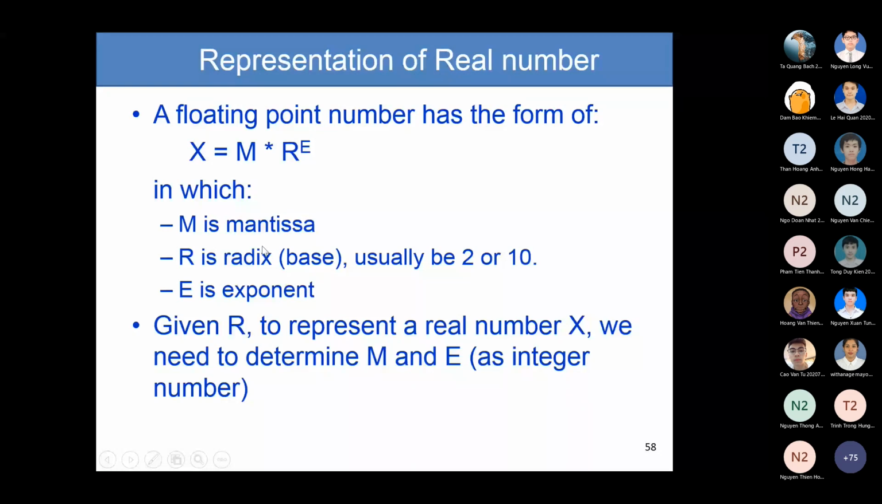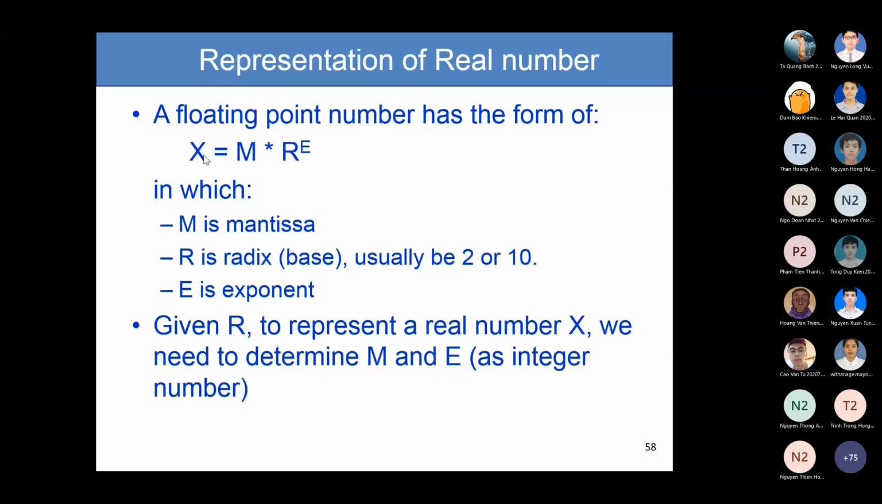Okay, and we know that even if x is a real number, it means it maybe has an integer part and a fraction part, right? But all the values mantissa m, radix or base r, and exponent e are integer numbers. So it means you can use integer numbers to represent a real number, but we need three integers to represent one real number. Okay.